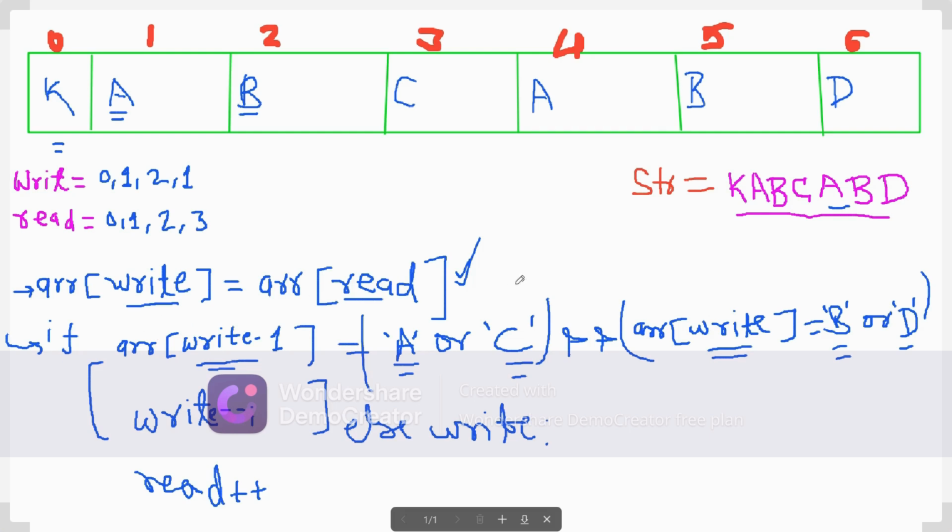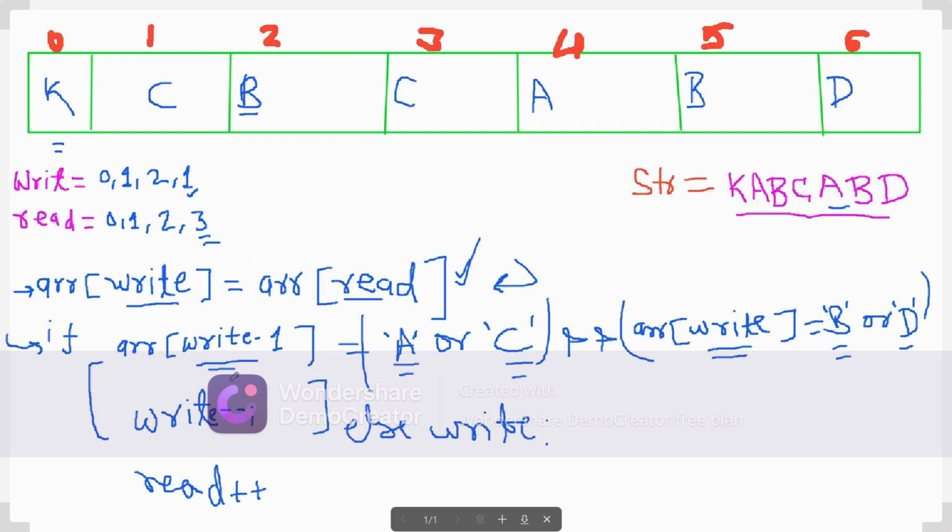Now we will come to this line. So a of write, so a of 1, what we have to put? We have to put a of 3. So what is at 3? 3 is c. So at location 1 we have to put c now. So let me put it. So at location 1 I have put c now.